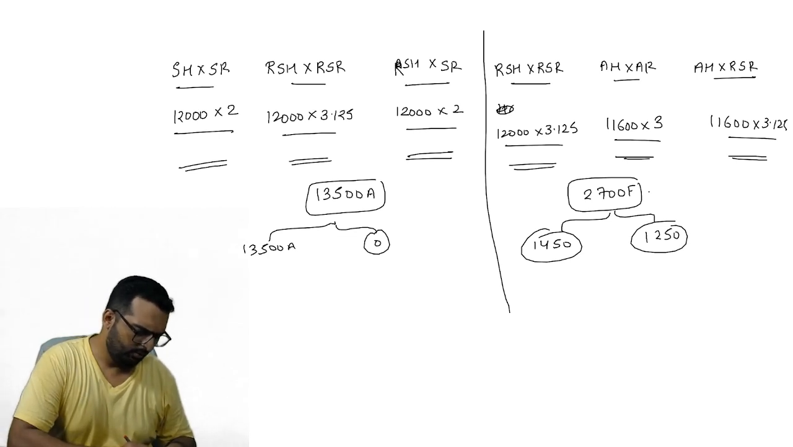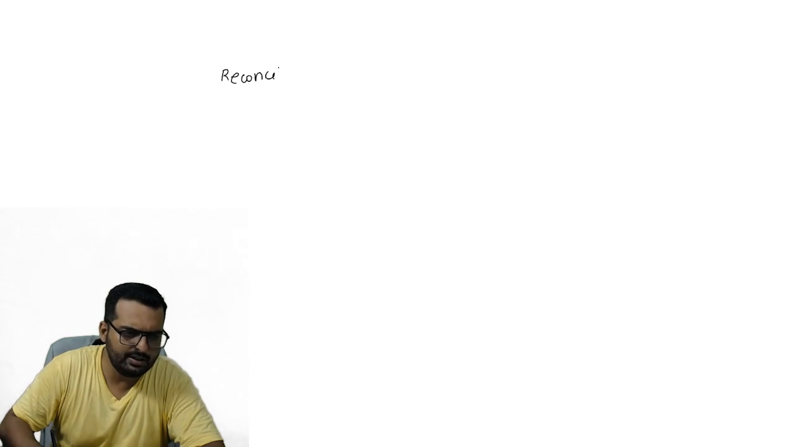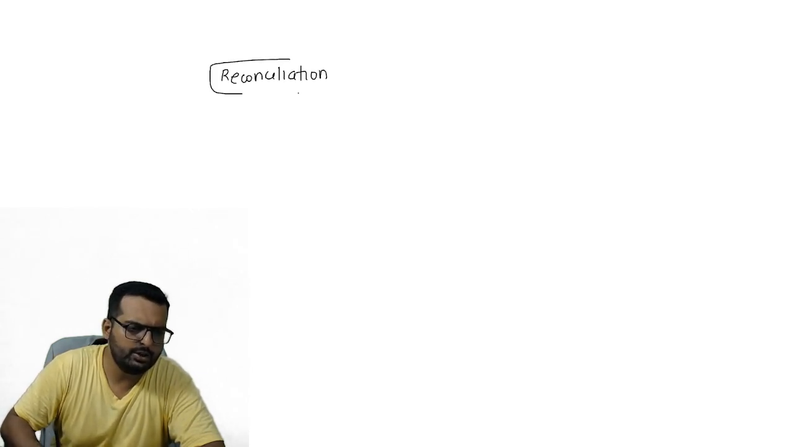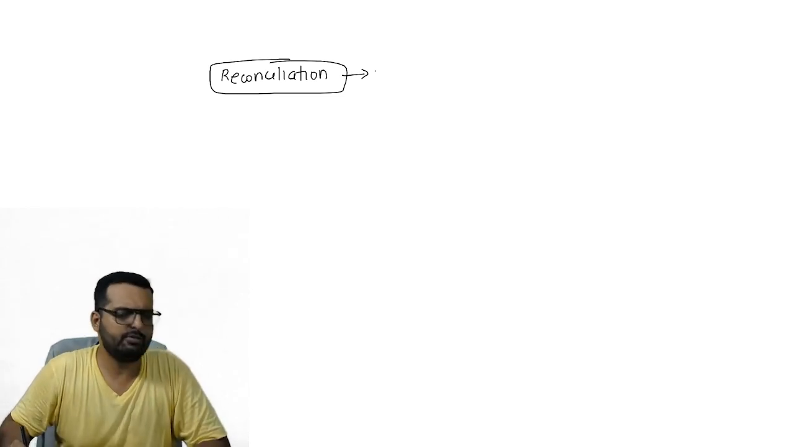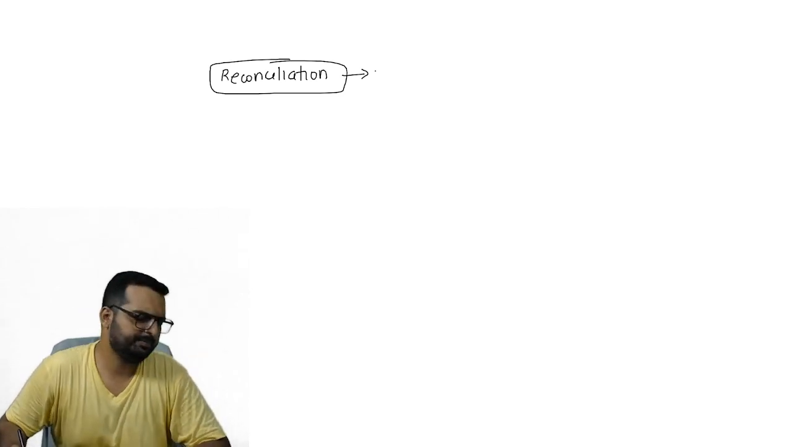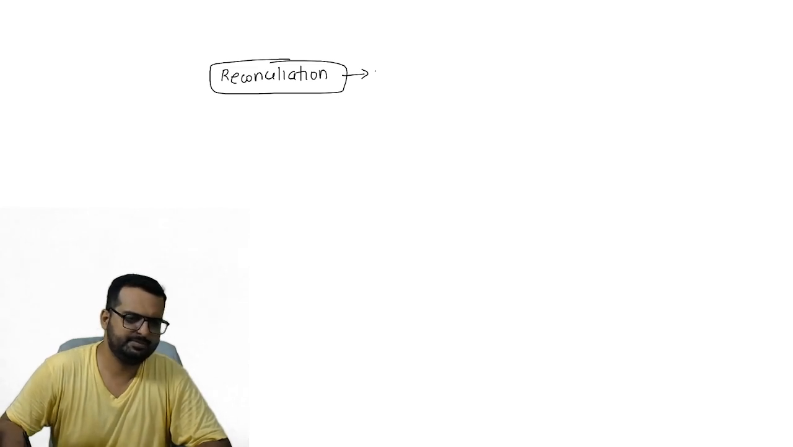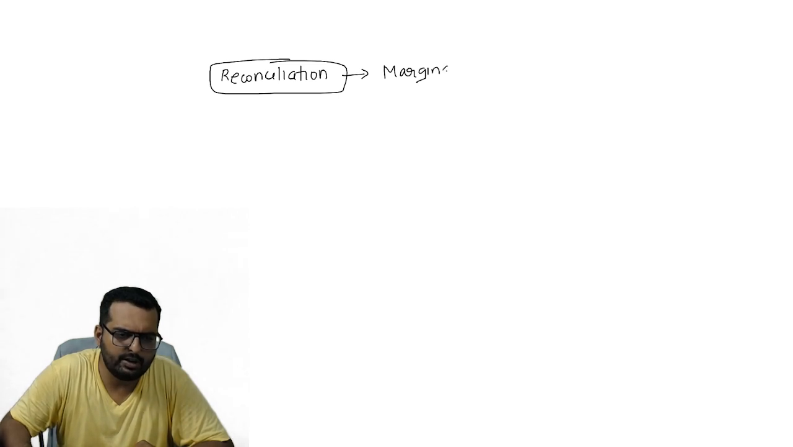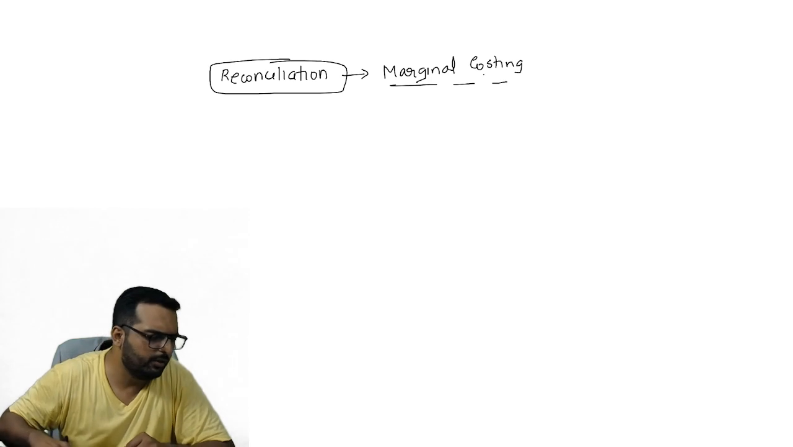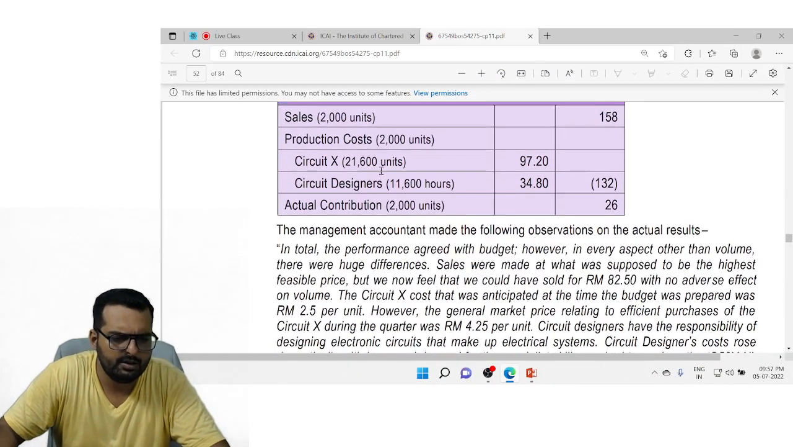Everybody is done, right? So once we get all the variances, what do we do? We can go and do the reconciliation. Am I right? We can use any method. Which method will you prefer to use over here, friends? Marginal costing method or absorption costing method? In this question, we will use marginal costing because they have given only the details about contribution. They haven't given any details about the fixed overhead. Am I right?